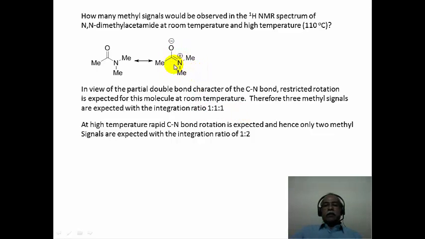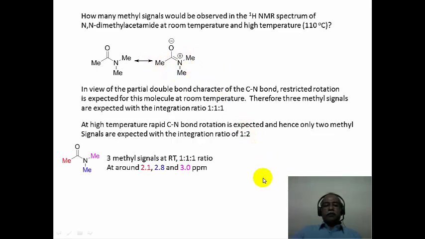The rapid rotation of the carbon-nitrogen bond takes place. That exchanges these 2 methyls in terms of their relative position, and the NMR is no longer able to distinguish these 2 methyl groups from one another. As a result, at high temperature, because of the rapid rotation of the carbon-nitrogen bond, only 2 methyl signals are expected in the ratio of integration of 1:2, 1 corresponding to this, 2 corresponding to these methyls. So this is the room temperature spectrum, 1:1:1 ratio.